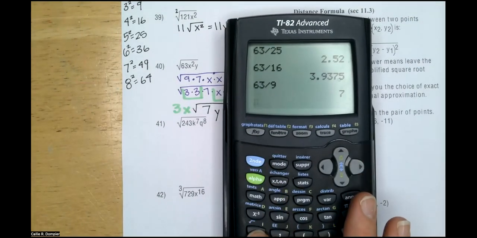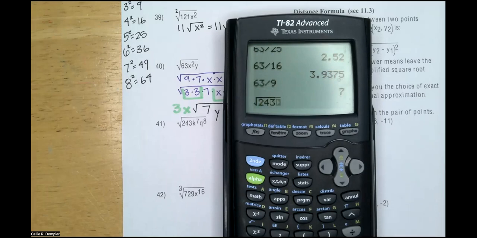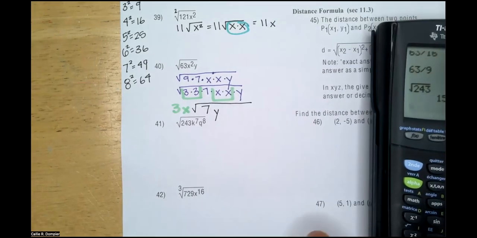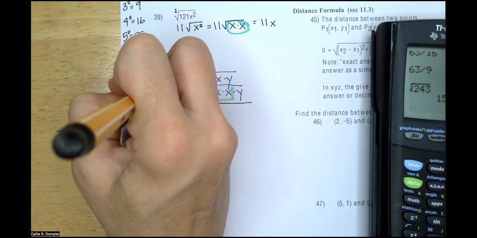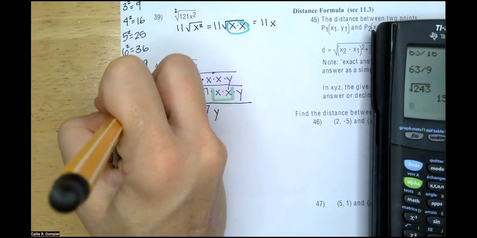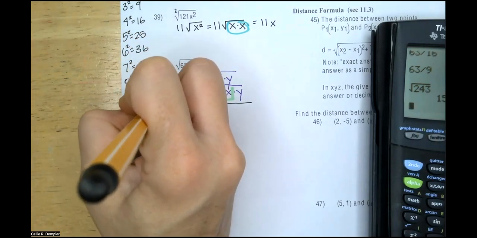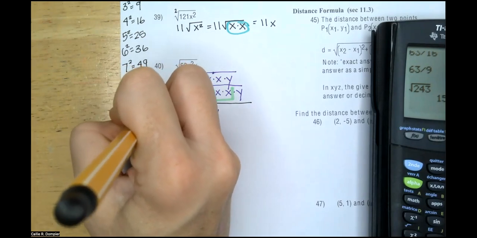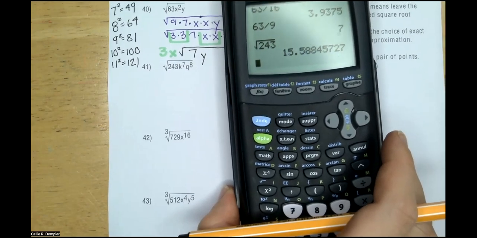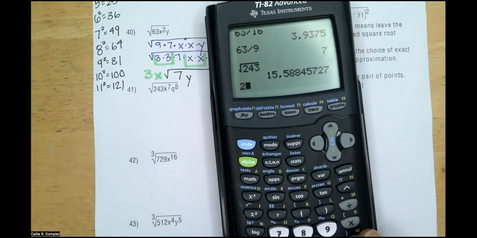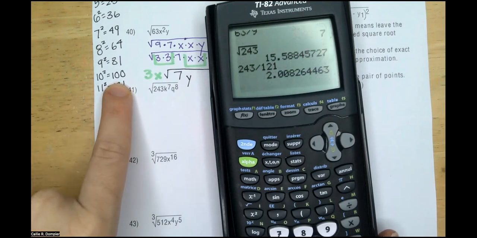243. Let's make sure. 243 is not a perfect square, so I might need to write a few more out just to be sure. 9 squared is 81. 10 squared is 100. I think 11 squared is 121. It's probably good. So 243, can we divide it by 121? No, very close though. 243 divided by 100, no.